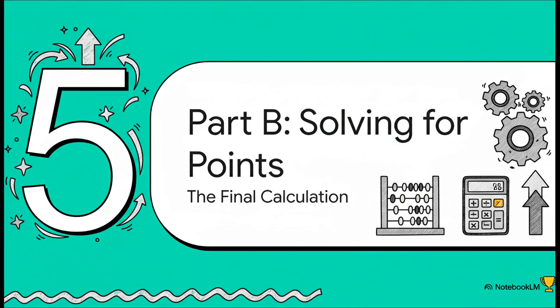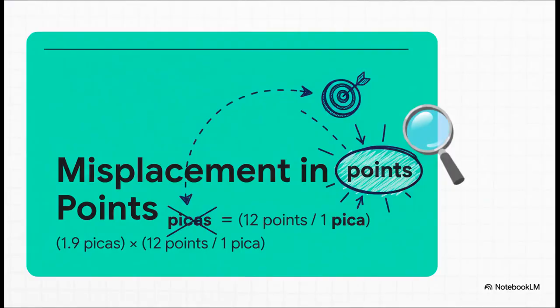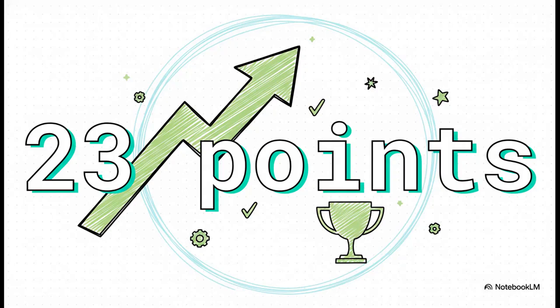Now let's build on that result to get our final answer. It's time for part B, solving for points. This next step is actually even simpler. We just take our answer from part A, the 1.9 picas, and we multiply it by our final conversion factor, which is 12 points for every 1 pica. And again, let the units be your guide. Picas on the top cancels with pica on the bottom, leaving us with our target unit, points. The calculation gives us our final answer for part B. The misplacement is 23 points. And just like that, the entire problem is solved.